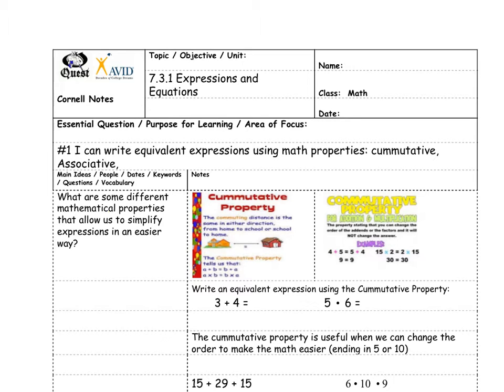Everyone, today we're going to be talking about a new unit. We're going to be focusing on 7.3.1, expressions and equations. Don't forget to add your name and the date.